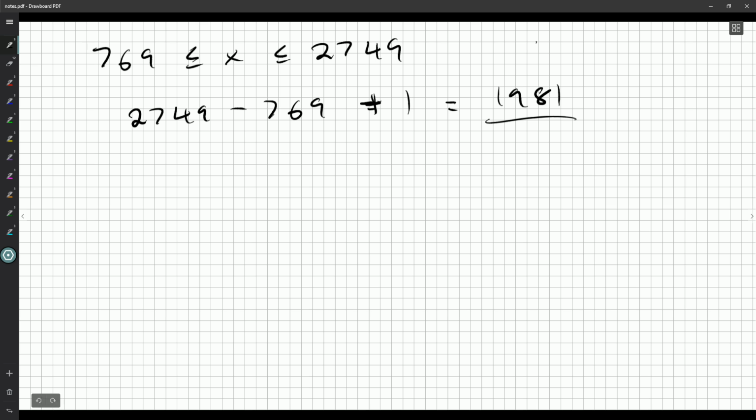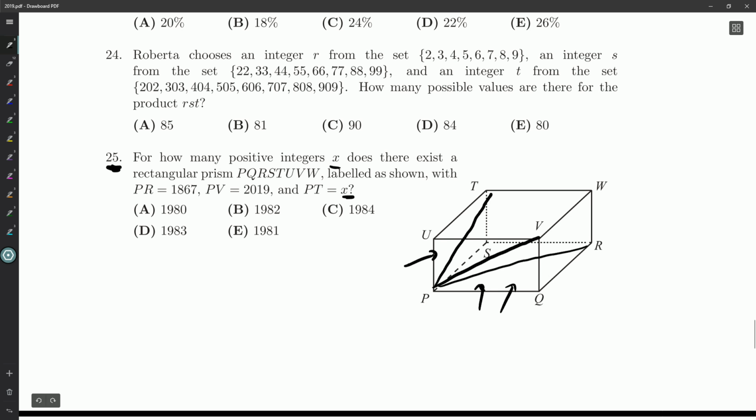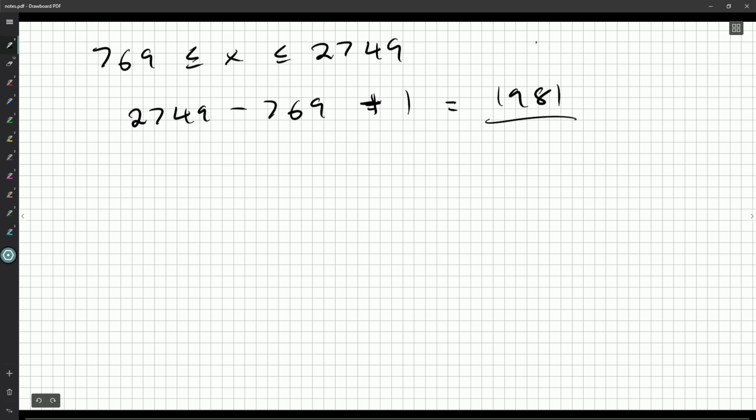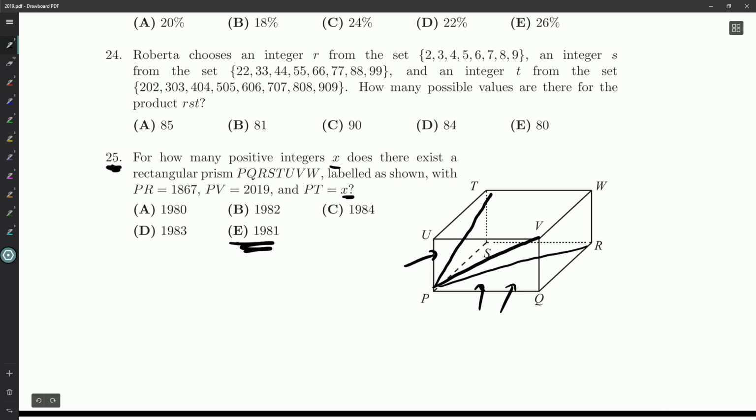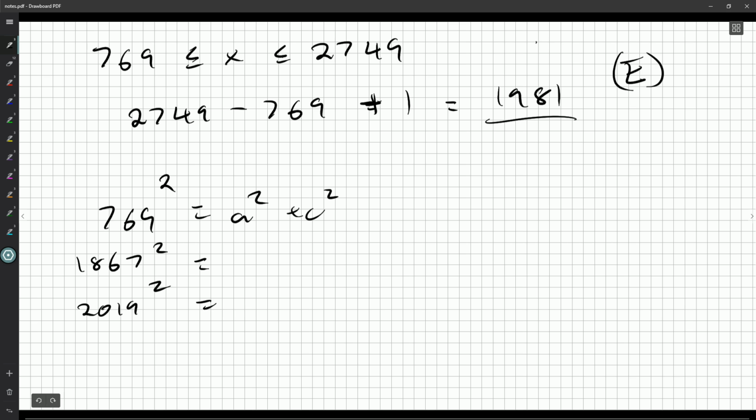Let's see if that is one of the answers, or maybe I've missed another condition or something like that. No, that would be answer E, which is kind of nice. But we could double check. Okay, maybe x is 769. I would just double check the extremes, really. I'll do this kind of quickly, but I'm confident in my answer. Based on the answers, we might be off by 1 or 2, but I think we're good.